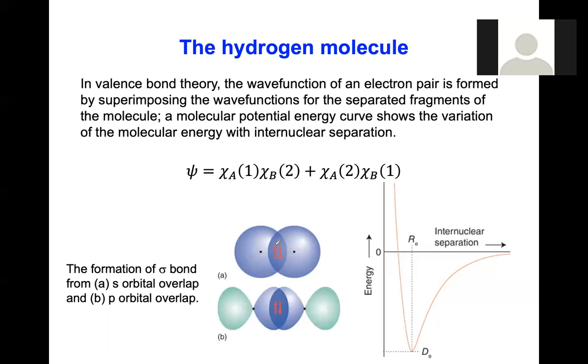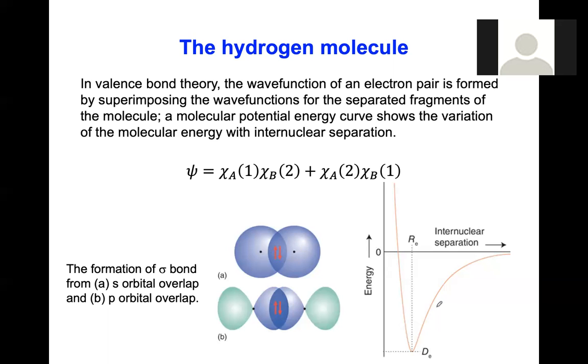That's why we have a bonding orbital here. This increase in electron density gives a higher electron charge attraction to hold these two hydrogen atoms together.